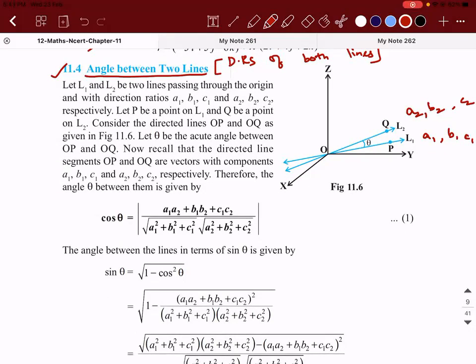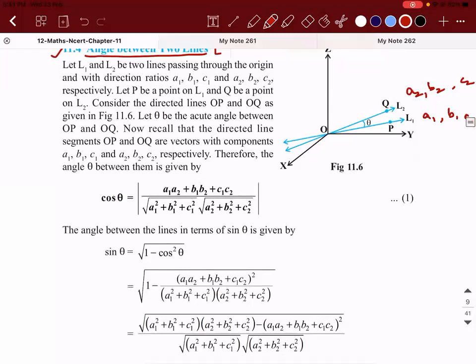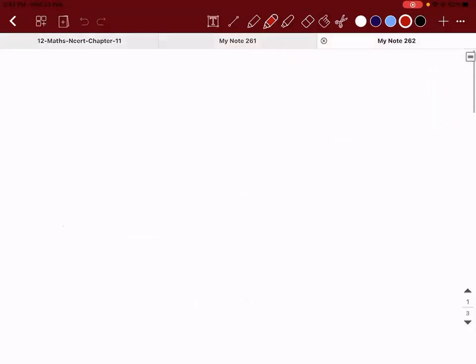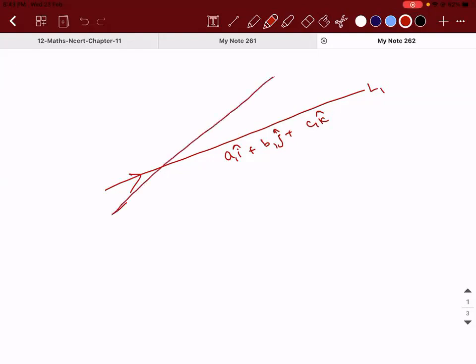Then can I say, so this is L1. If this is A1, B1, C1, can I say then this vector will be A1 i cap plus B1 j cap plus C1 k cap? Accepted. Can I directly write this line as A1 i cap plus B1 j cap plus C1 k cap? And I will take the other line L2 and write it as A2 i cap plus B2 j cap plus C2 k cap. Can I do this?